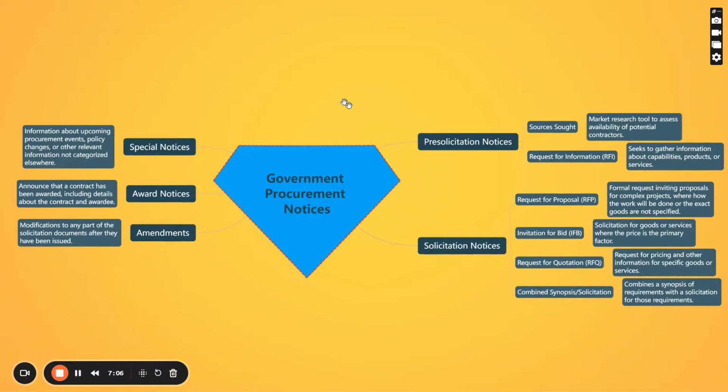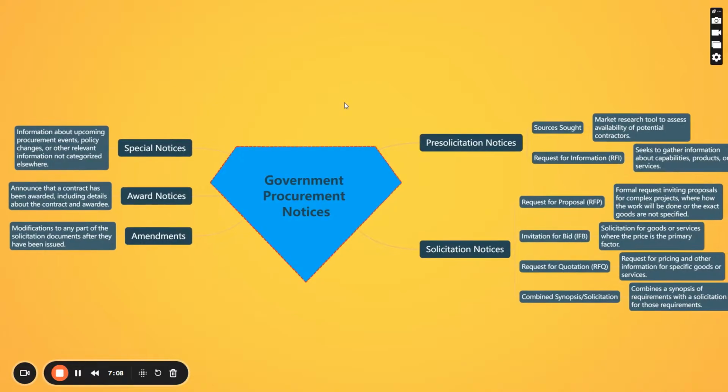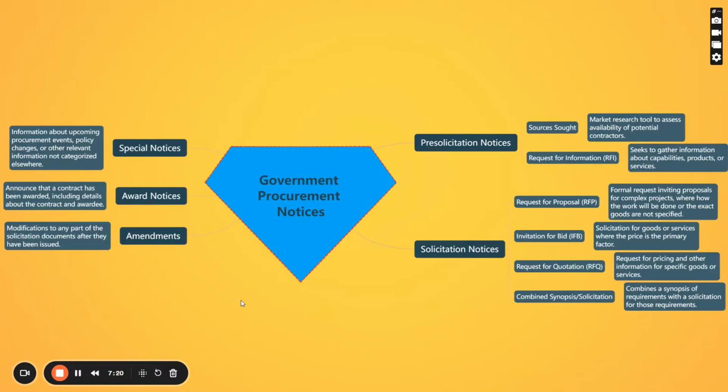So in summary, navigating government procurement notices is like following a map through the terrain of the public sector contracting. Each notice serves as a guidepost, directing your strategy and actions as you pursue and secure government contracts. So it's important to stay informed, be responsive, and tailor your approach to meet the specific demands and opportunities presented by each type of notice.